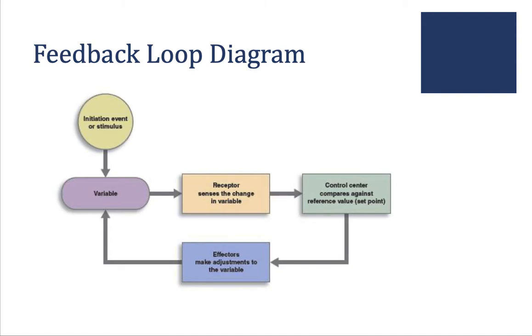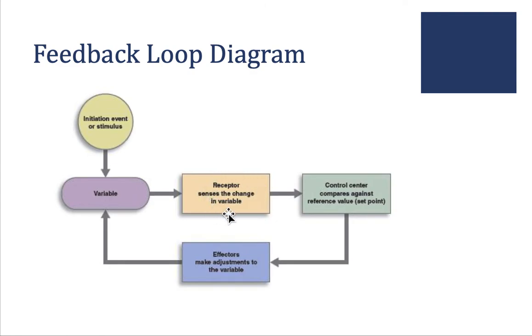So here's a generic feedback loop. You have some sort of variable. Again, this variable needs to stay within a certain range. It needs to stay close to its set point in order to maintain homeostasis. But again, we do not live in a perfectly controlled environment, and so something happens on the outside that's going to cause a change in this variable.